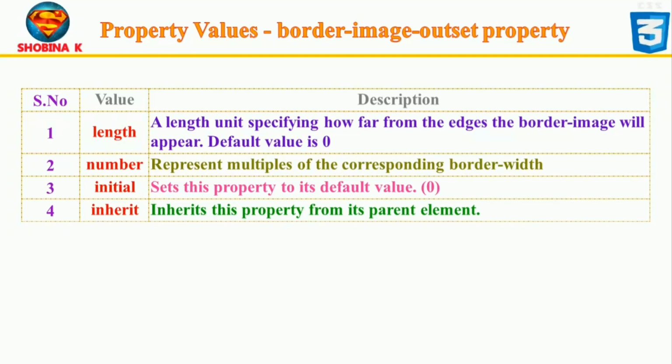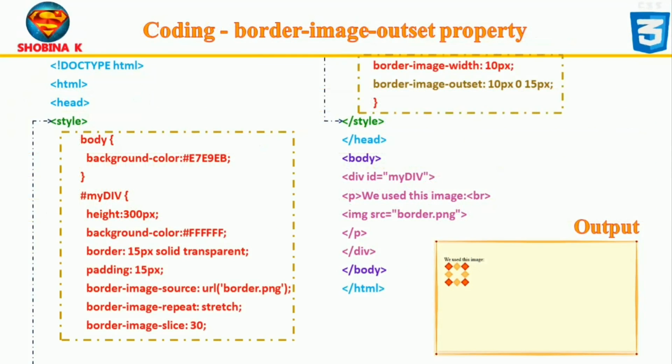Inherit will inherit this property from its parent element. The example of border image outset property. For outsetting the border image, we have specified some value to the border image outset property so that the border image area is extended beyond the border box on all 4 sides.